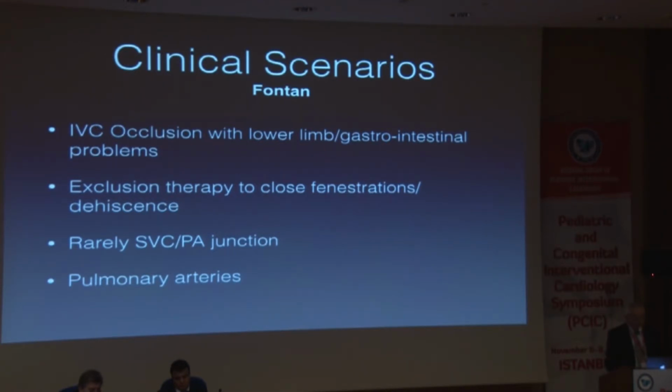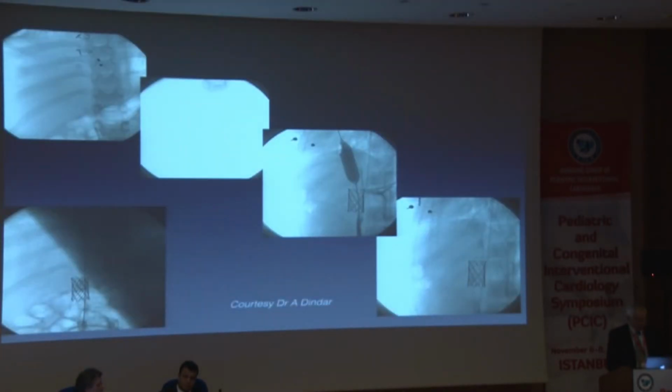It's very rare that you get SVC to PA junction obstruction, and in most of these instances, balloon dilatation is usually enough because it's scar tissue. Very rarely do you need to put stents. As far as the pulmonary arteries are concerned, I think we can put stents. It's very easy to put stents, but remember, stents are not without their own problems. So I think we have to be a little bit careful about that.